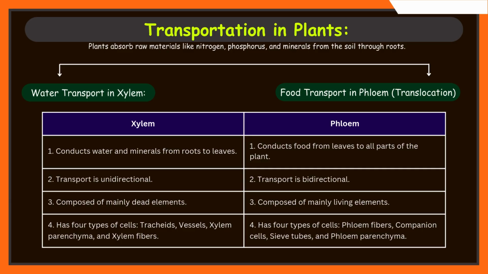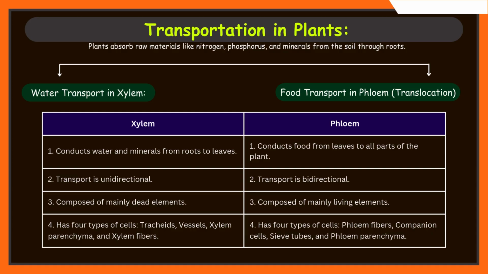This upward movement is unidirectional, meaning water flows only from roots toward the leaves and does not reverse direction. The xylem tissue is mainly composed of non-living cells at maturity, which form hollow, interconnected channels for efficient water transport. It contains 4 specialized types of cells: tracheids, vessels, xylem parenchyma, and xylem fibers. Tracheids and vessels are tube-like structures that facilitate water movement, with vessels being more efficient due to their perforated walls.